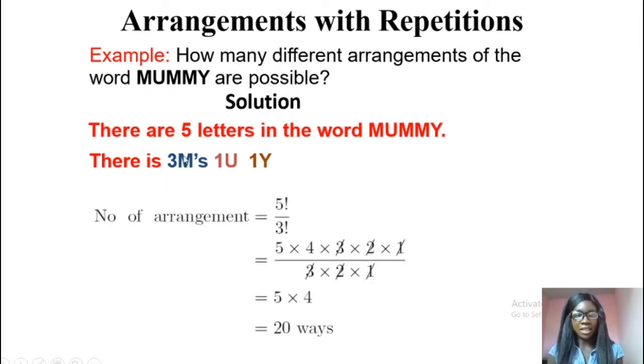So let's see our answer. 5 factorial comes from the total number of letters in mommy, and our 3 factorial comes from M, because M appears 3 times. We are not putting U. You can also put U, which is 1 factorial, but you're still going to have 1. So you have to put the number that is greater than 1. So we have 5 times 4 times 3 times 2 times 1 divided by 3 factorial. That is 5 times 4, which is 20 ways. So there are 20 ways we can arrange the word mommy.